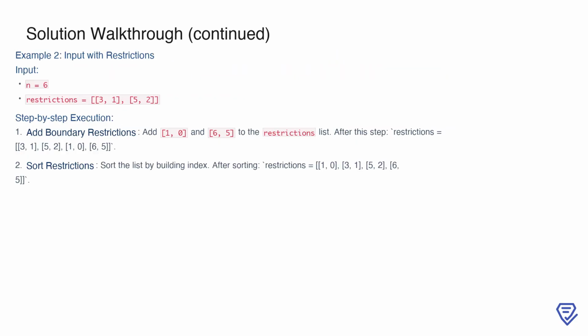In this second example, we introduce restrictions within the range of buildings. The input specifies n equals 6 and restrictions equals [[3, 1], [5, 2]]. First, we add the boundary restrictions [1, 0] for building 1 and [6, 5] for building 6. After this step, the restrictions list becomes [3, 1], [5, 2], [1, 0], [6, 5]. Next, we sort the restrictions list by building index to ensure proper processing order. After sorting, the restrictions become [1, 0], [3, 1], [5, 2], [6, 5]. This sorted list allows us to validate the constraints in both forward and backward passes.